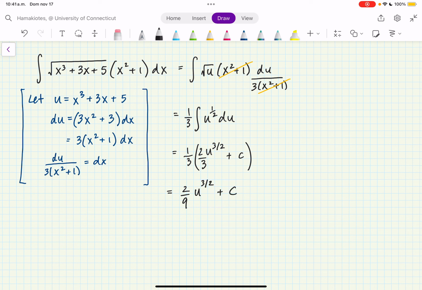plus c. And lastly, I need to plug in what we have for u. So this becomes 2/9 times x cubed plus 3x plus 5 to the 3/2 plus c. And that is our final answer.